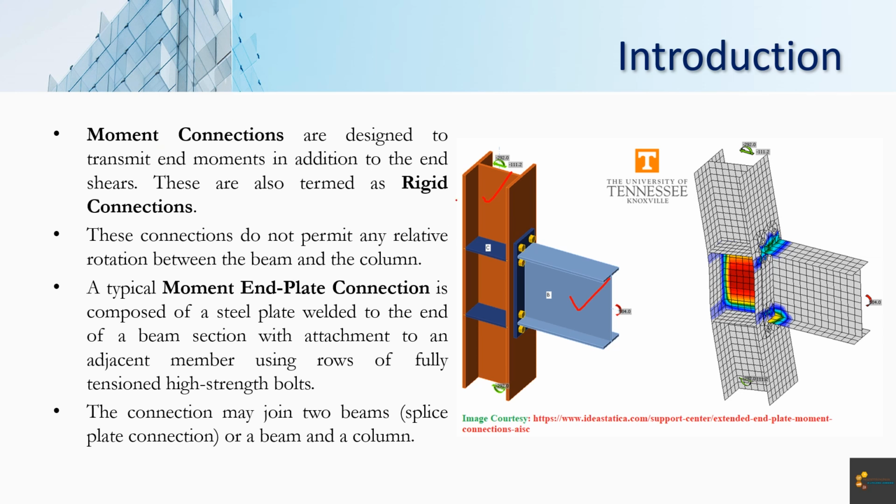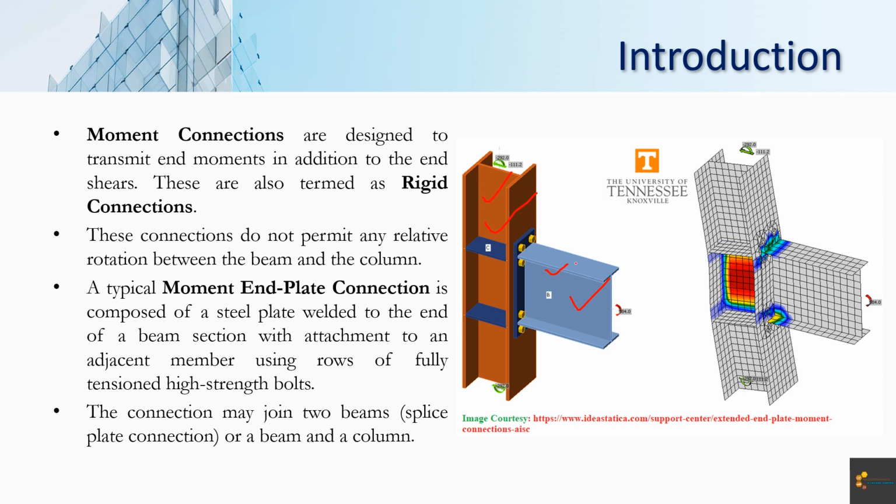So these moment connections are used to transmit all the forces, that is both shear forces and bending moment, from the beam to the column. And since the moments are also transferred, these are often referred to as rigid connections. So these rigid connections do not permit any relative movement between these two elements, that is the beam and column.